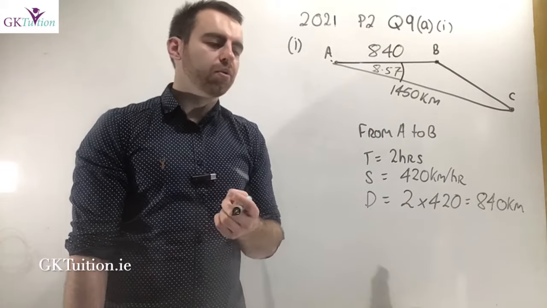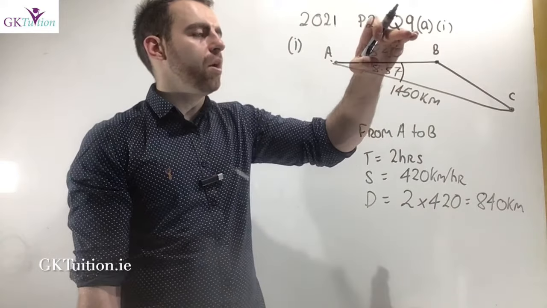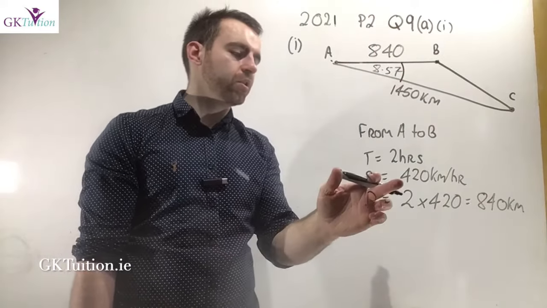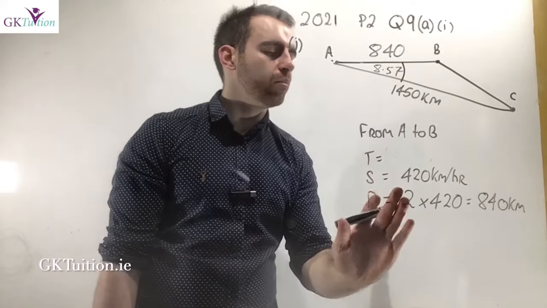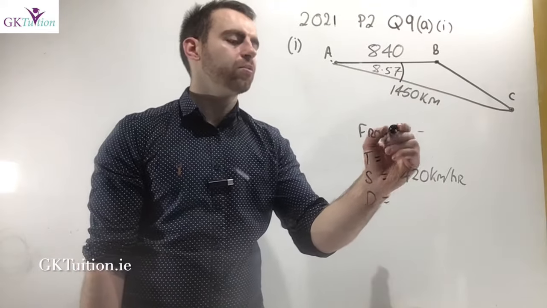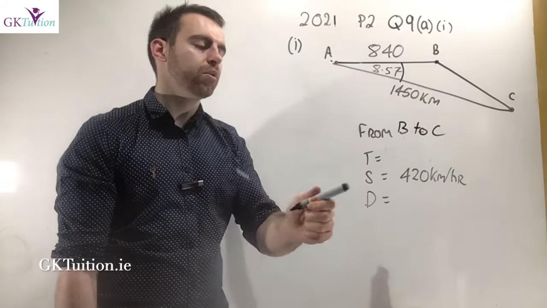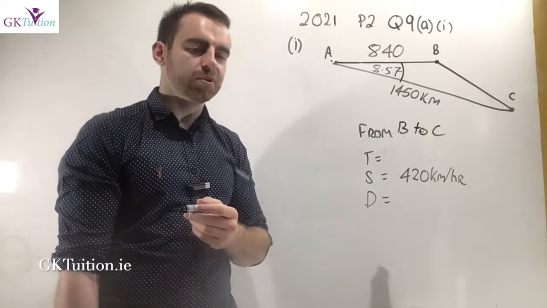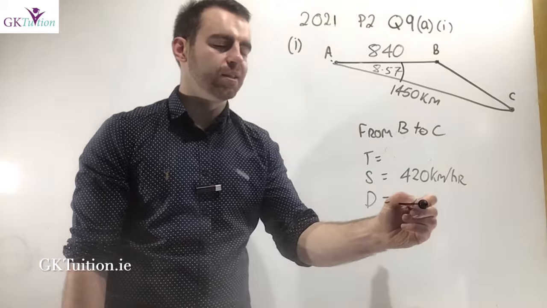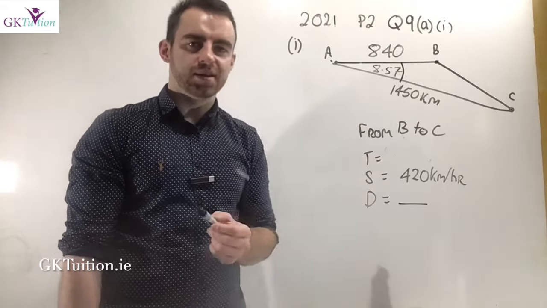Now, we know the speed at which the plane is traveling, and we've been asked to work out how long it takes for the plane to travel from B to C. If we know the speed and we're looking for the time, then we also need to be able to work out the distance. So we're going to concern ourselves with the distance from B to C. We know the speed is 420 kilometers per hour, and we have enough information in this diagram to work out the distance. So that's what we're going to do next. Once we have the distance, we'll then be able to get the time.